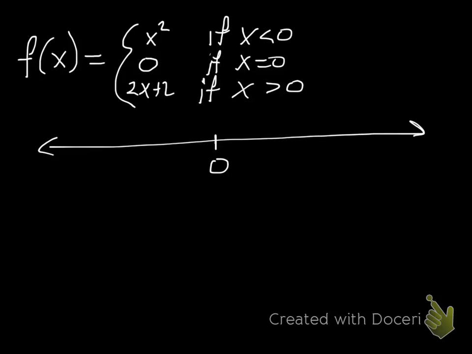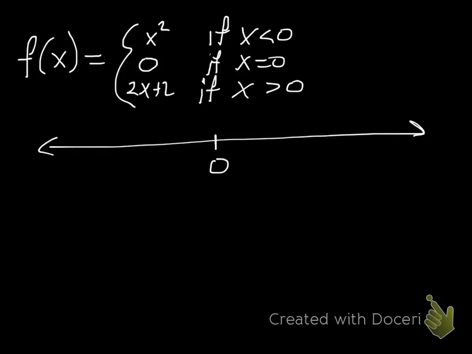Alright, we're going to take a look at a piecewise defined function. So it has three separate parts. It looks like the parabola x squared if x is less than 0. It looks like 0 at 0. And it looks like the line y equals 2x plus 2, so it has a slope of 2 and a y-intercept of 2 if x is larger than 0.